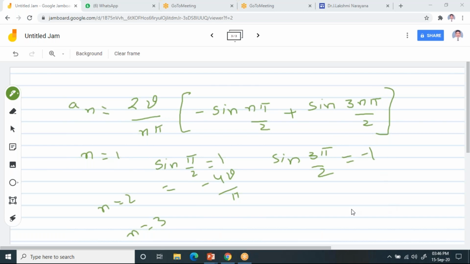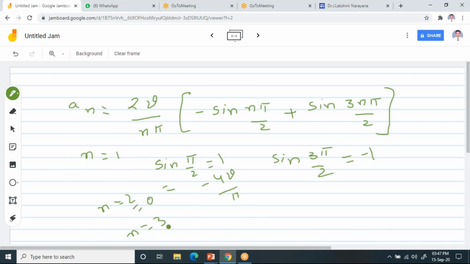Yes, Malika. Nikita, good. When n equal to 2, the answer is 0, right? You know why it is 0, please see. When n equal to 2, it becomes pi, and here it becomes 3 pi. Sine pi is 0. Sine 3 pi is also 0. So when n equal to 2, the answer is 0.